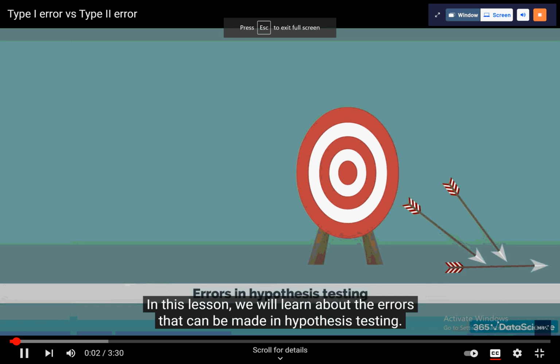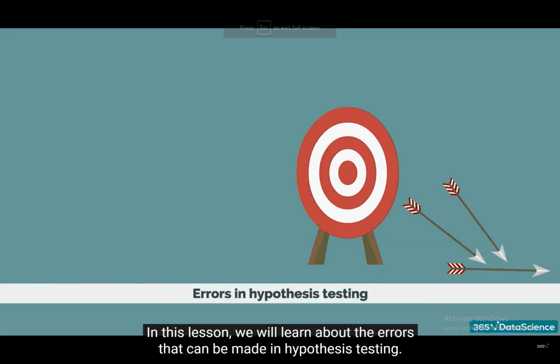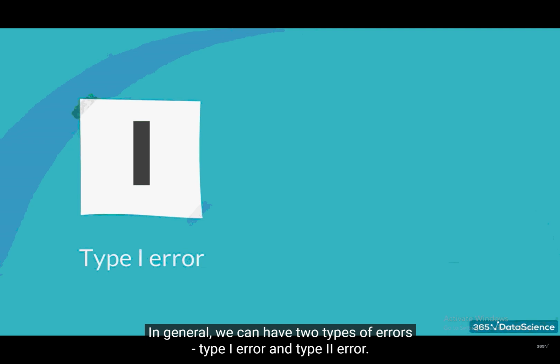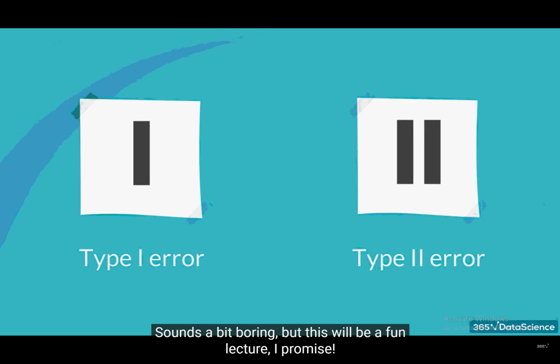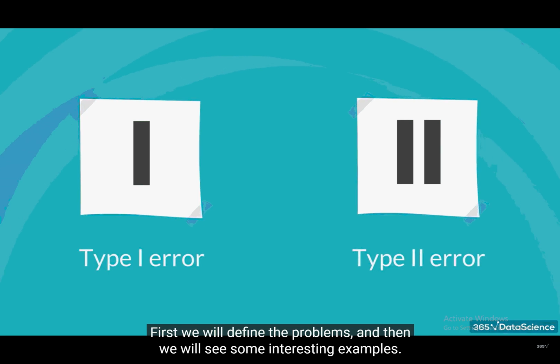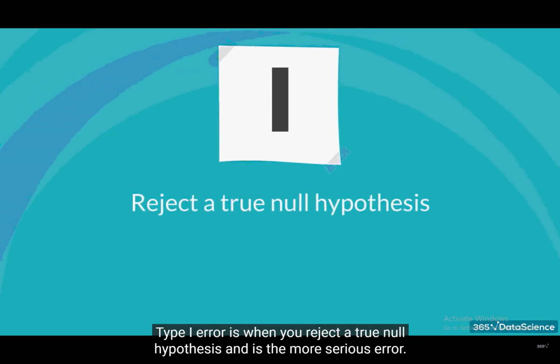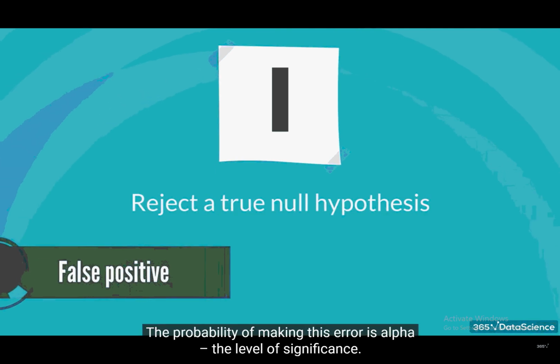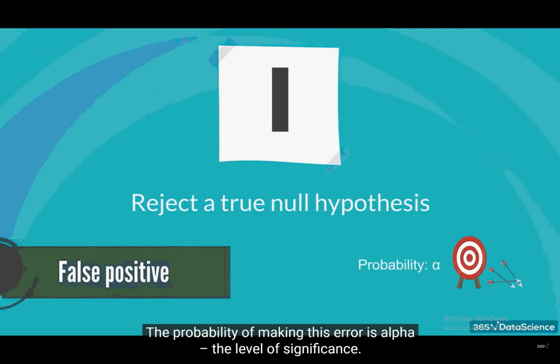In this lesson, we will learn about the errors that can be made in hypothesis testing. In general, we can have 2 types of errors, type 1 error and type 2 error. Sounds a bit boring, but this will be a fun lecture, I promise. First, we will define the problems, and then we will see some interesting examples. Type 1 error is when you reject a true null hypothesis, and it's the more serious error. It is also called a false positive. The probability of making this error is alpha, the level of significance.